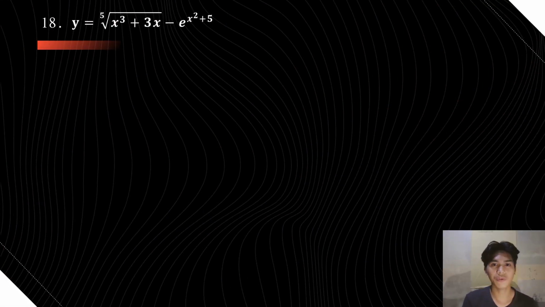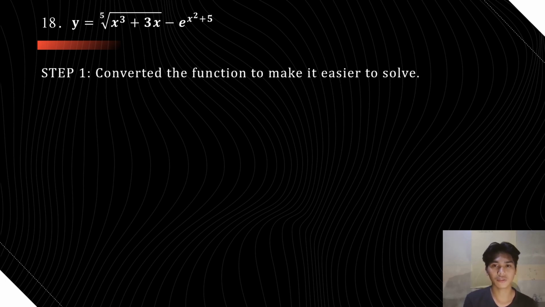Now, I'm going to explain to you the step-by-step procedure in problem number 18, where our function is y equals the fifth root of x cubed plus 3x minus e to the power of x squared plus 5. Then, let's proceed to our first step. Our step 1 is to convert the function to make it easier to solve.